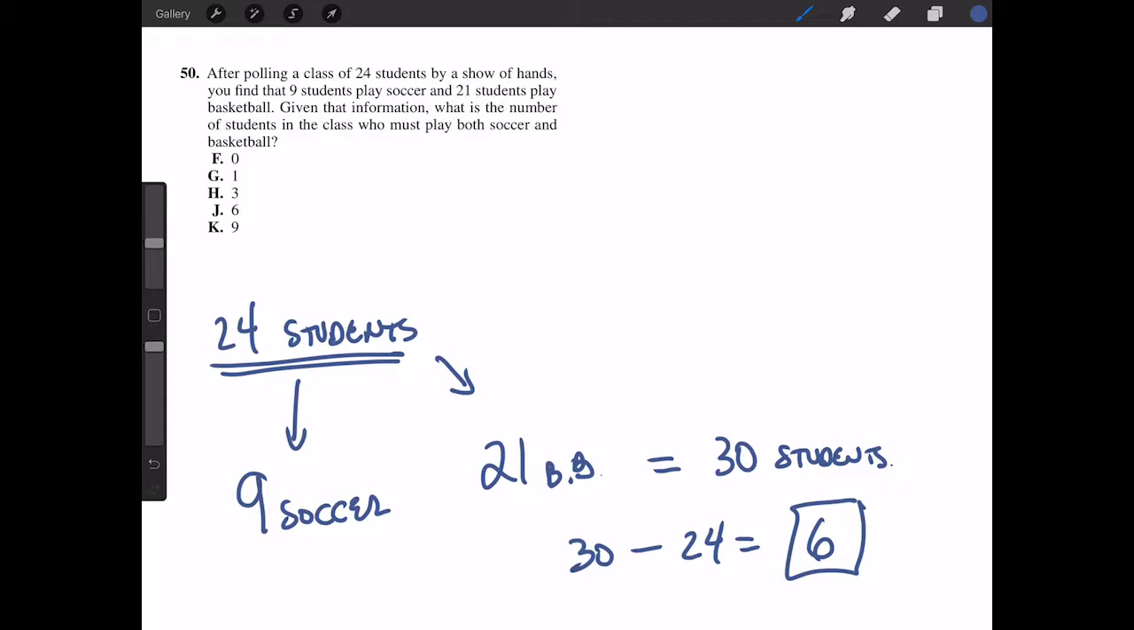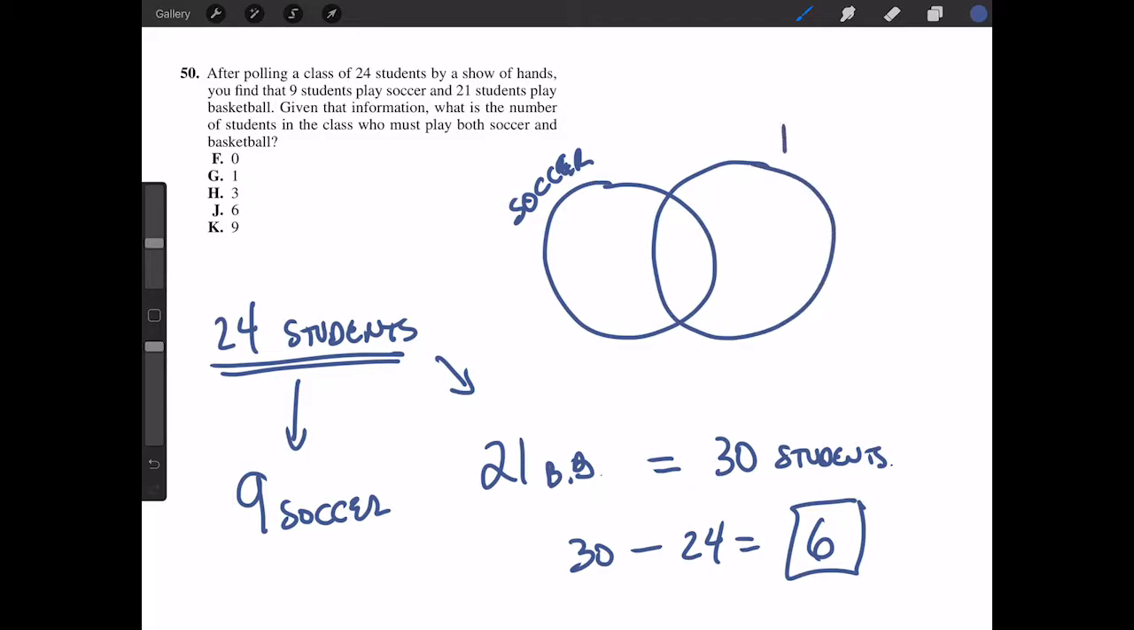A way to look at this as well would be with a Venn diagram. So if we use this circle and put the students that play soccer inside that, and then another circle for the students that play basketball, well, since 6 students play both sports, that would be in the intersection of both circles right here. These students play both soccer and basketball. Now, if a total of 9 students play soccer, then 9 minus 6 is 3. That means that 3 students play soccer exclusively. And if 21 students play basketball, well, 21 minus 6, which is 15, 15 students play basketball exclusively.